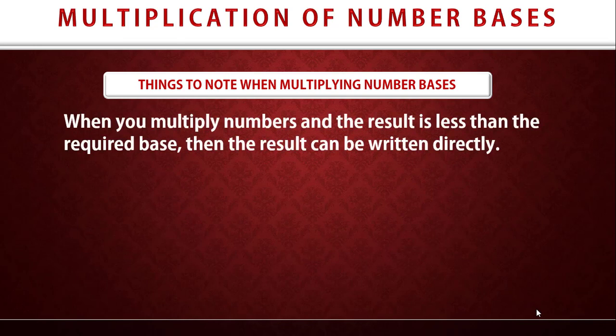The first thing we need to know: when you multiply numbers and the result is less than the required base, then the result can be written directly. For instance, if you have 2 multiplied by 2, all in base 5, 2 times 2 will give 4. The result is 4, and 4 is less than 5, which is the base. That means we can write the result directly.